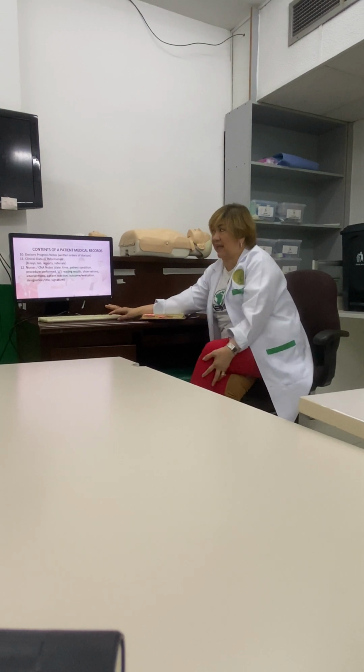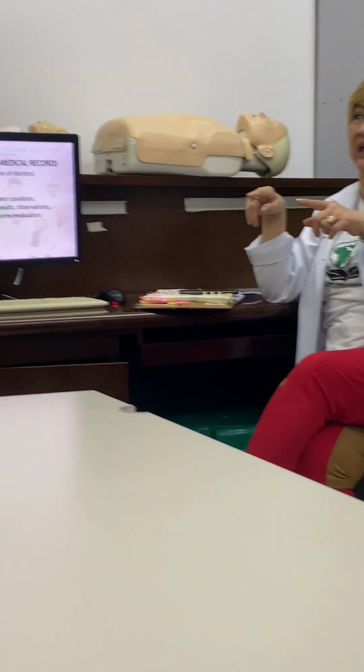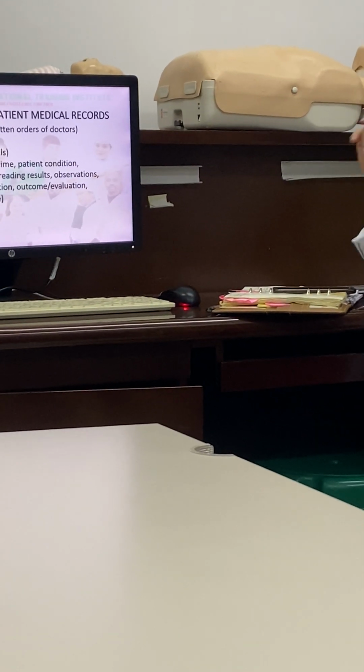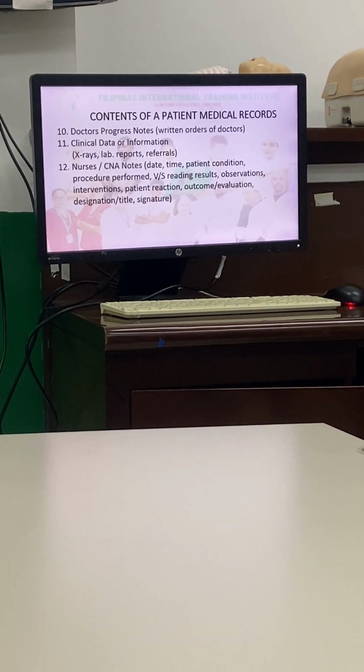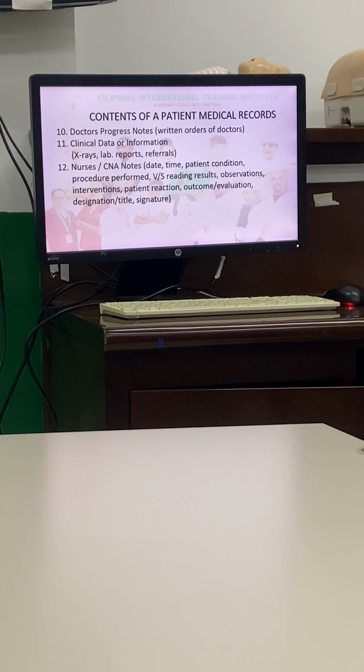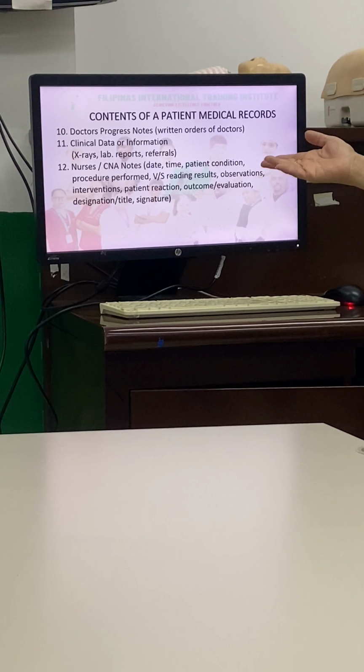So, next is doctor's progress notes. There is a sheet that is only for the doctor. Doctors will order what the position of the patient should be. Doctors will order how much of the nasogastric feeding should be. Those are the orders of the doctor.